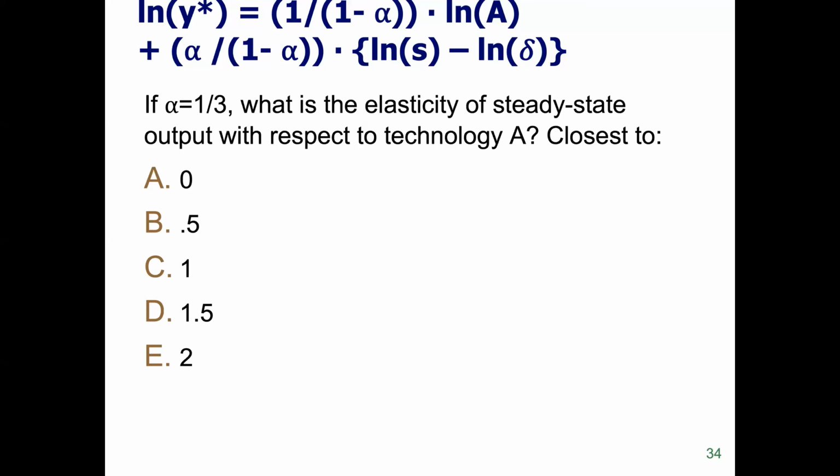So that's interesting. A 1% improvement in multiplicative technology A is going to get us a 1.5% increase in steady state output. And the reason is it has not only a direct effect, but it also increases the capital stock.